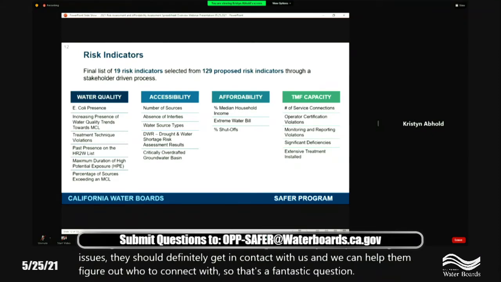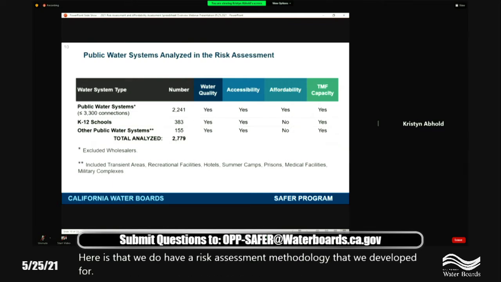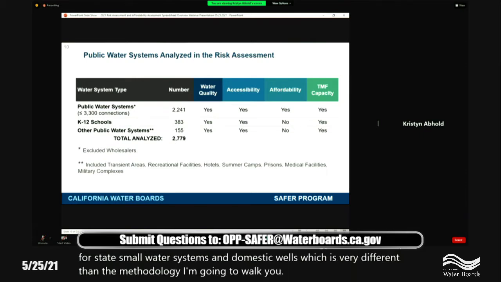One thing that I didn't mention here is that we do have a risk assessment methodology that we developed for state small water systems and domestic wells, which is very different than the methodology I'm going to walk you through for public water systems.